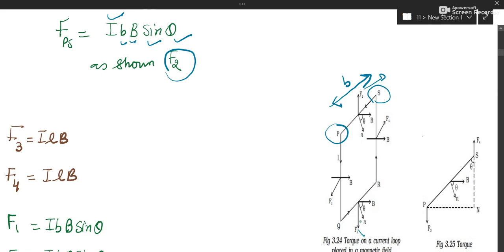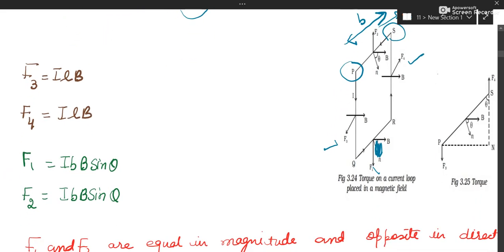So this is my F2 force. This is my F1 force. Okay? And this is my F4. This is my F3. Now I have written all the forces once again. This is F3. This is F4. This is F1. This is F2. Sin 180 minus theta was also sin theta. So now these forces are equal and opposite. F3 and F4, this thumb was towards you, that is away from you.